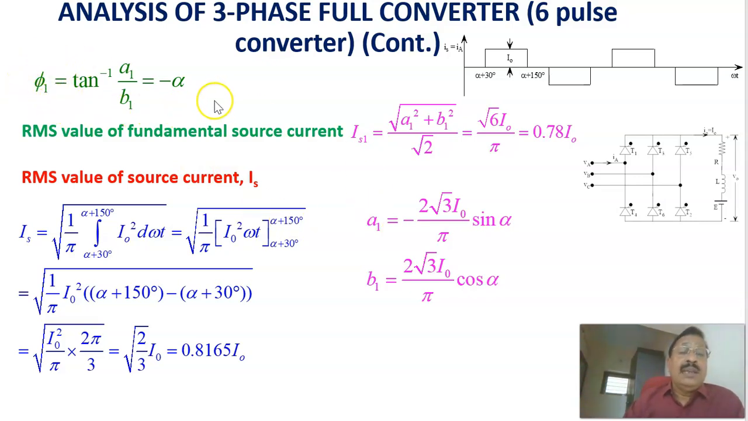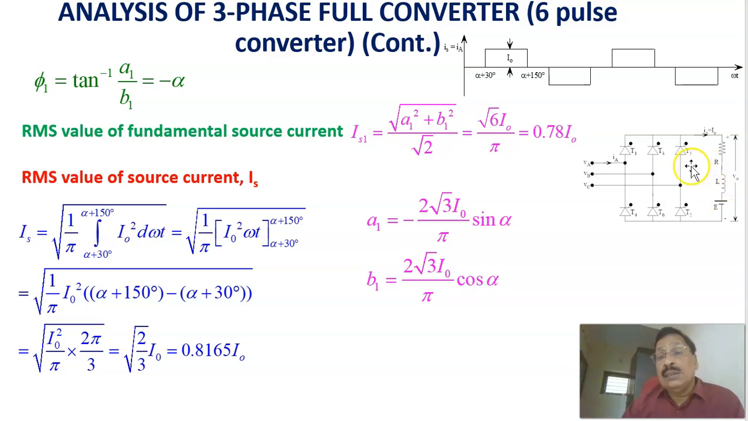Phase shift is the phase angle between the fundamental voltage and fundamental current. That can be calculated by the equation phi1 equal to tan inverse A1 by B1. A1 is this one and B1 is this one. If you take the ratio, you will get minus sin alpha divided by cos alpha, which is minus tan alpha. Therefore, tan inverse of minus tan alpha is equal to minus alpha. Therefore, phi1 equals minus alpha, and we have calculated the RMS value of the fundamental as 0.78 I0, and the total RMS value as 0.8165 I0.